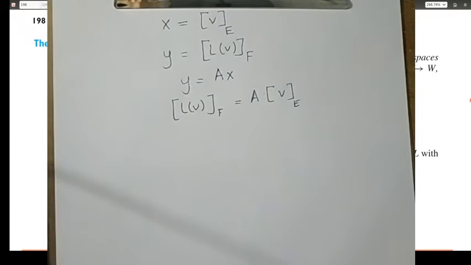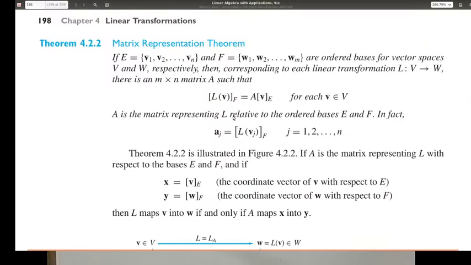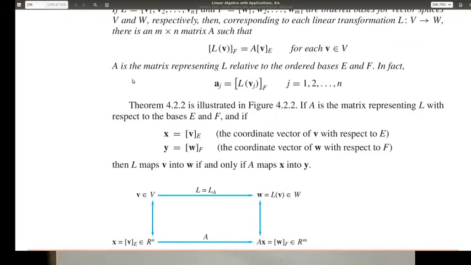So that's the relationship that we're given. And furthermore, A is the matrix representing L relative to the ordered bases E and F. In fact, you can simply find the columns aj by finding out what's happening to the basis vectors. If you find out what happens to the basis vectors under L, that will give you the columns for matrix A.